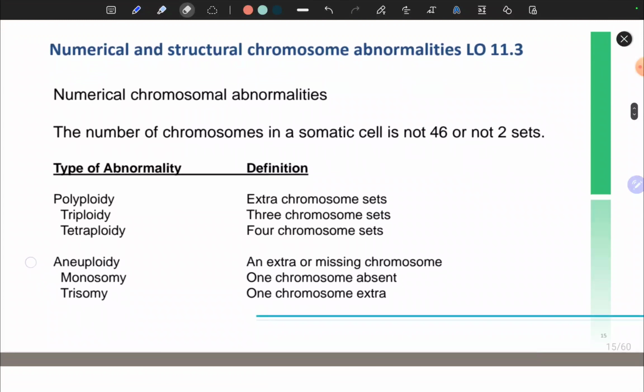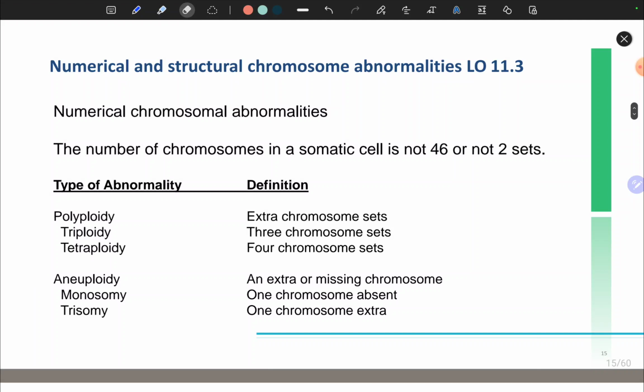So numerical and structural abnormalities: the number of chromosomes in a somatic cell is not 46, or it is not 2 sets. And here we have a very nice table, the type of anomaly. We have a group or a condition we call polyploidy. Polyploidy means more than 2 sets or less than 2 sets. It is not number here, it's set. So if it is triploidy, we have 3 sets of chromosomes. We have conditions in which we have 4 chromosome sets.